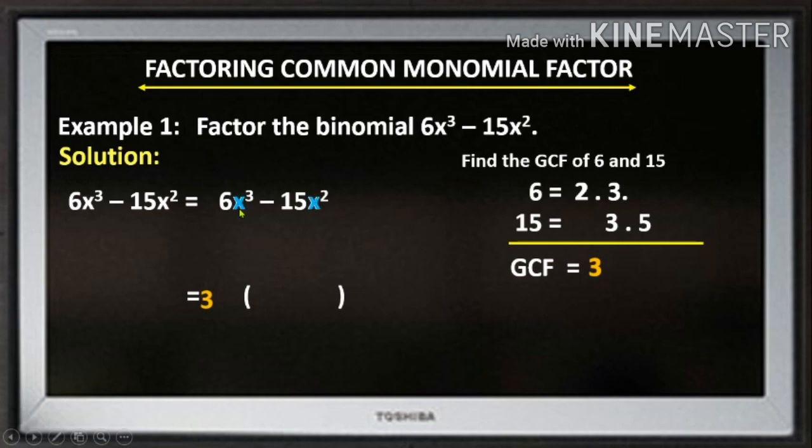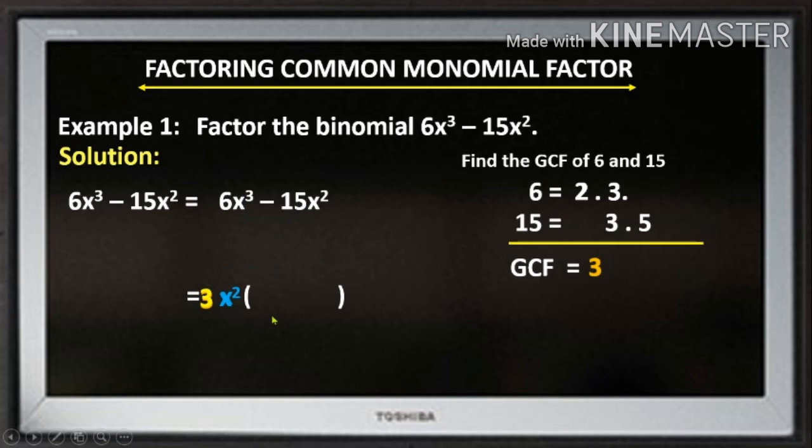Then let us notice that there is an x factor here and also an x factor in the second term. So it means x is a common factor to both terms. But let us look at the degree of this polynomial. Now x here is in degree 3, and here it is in the second degree. In factoring common monomial, the variable with the smallest degree will be our greatest common factor. So in this case, x squared, or degree 2, is the smallest degree of the two terms. So we write here x squared.